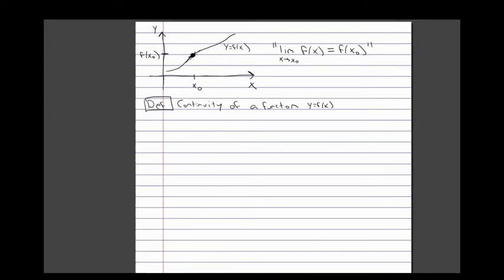So in order for the function to be continuous, you need the value of the function to exist at the point x naught, and you need the limit from both sides to exist at the point x naught. So the limit from the left has to exist, and the limit from the right has to exist, and they have to be equal. So that's what this is right here, and that's what this is right here.